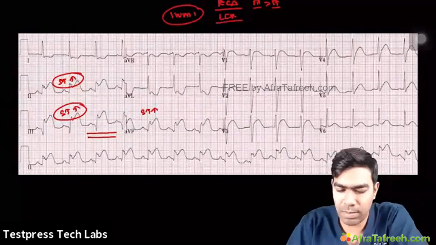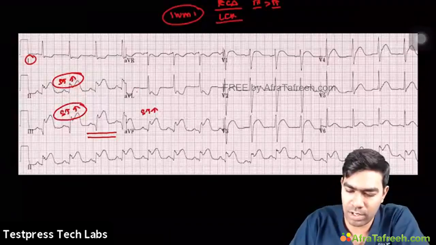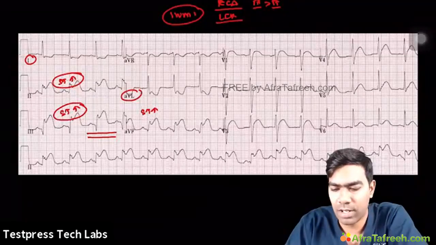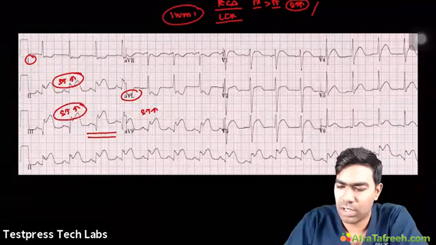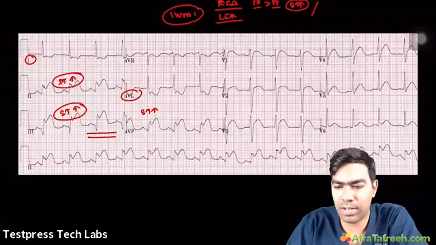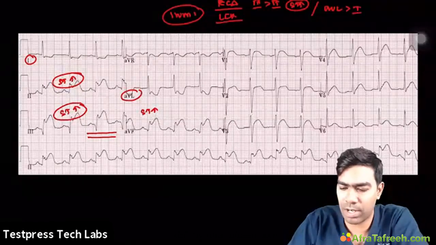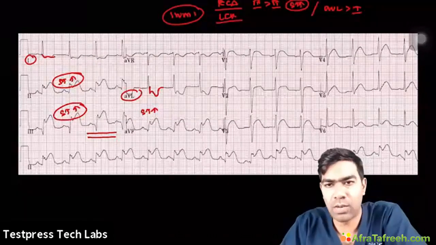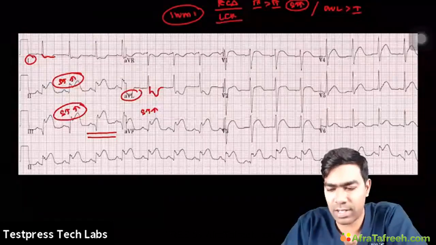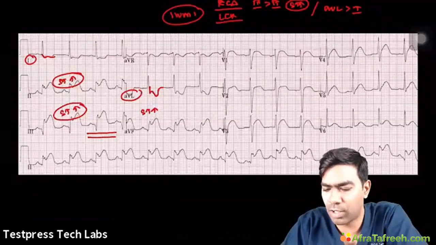At the same time, you do have ST depression in 1 and AVL. Comparatively, AVL is showing more ST depression compared to 1. If you see, this is showing a deeper ST depression compared to lead 1. So definitely it must be an RCA involvement. But more than that, there is another clue for this.